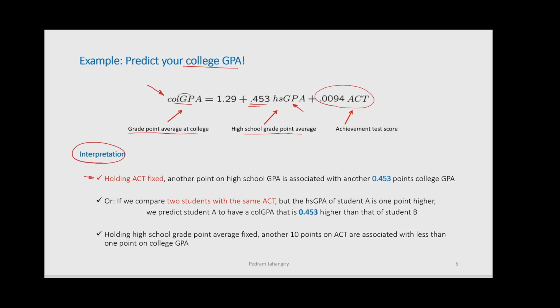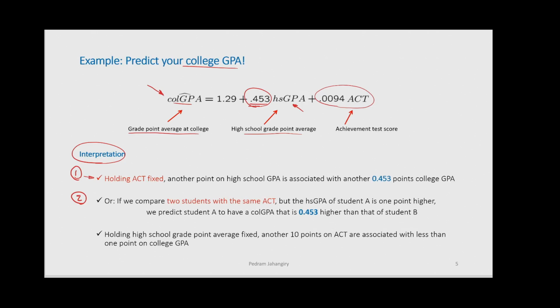So this is how we interpret that. Well, let's do it like this. Holding ACT fixed, another point on high school GPA is associated with another 0.453 points of college GPA. Okay, so this is one way to do that. Another way to interpret this exact same number is, let's do it this way. If we compare two students with the same ACT, again, I want you to realize where is the power of the multiple regression model.